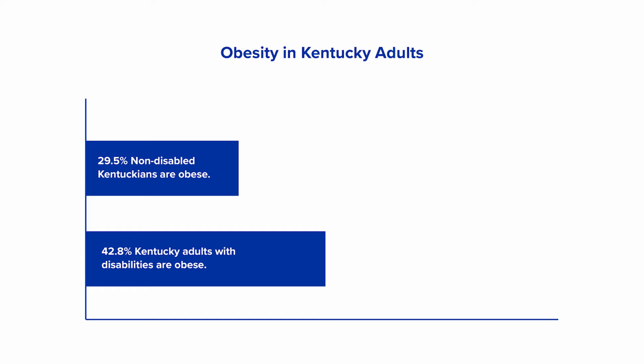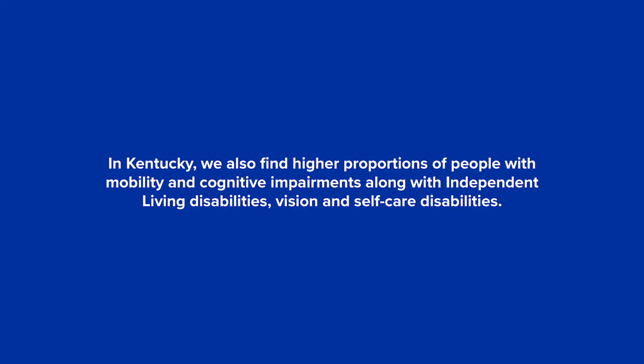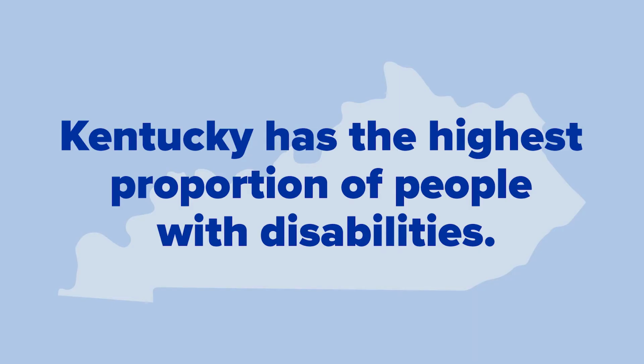So those disparities are important, those comorbidities, in fact, that we'll talk about later when we explore some of the COVID-19 relationships. I think, as you all know, they really do come into play. Now here in Kentucky, we also find higher proportions of people with mobility and cognitive impairments, along with independent living disabilities. Along with that are those who have vision and self-care disabilities as well. And really all of this fits, given that Kentucky does have the highest proportion of people with disabilities in general for the nation. So we're number one there.